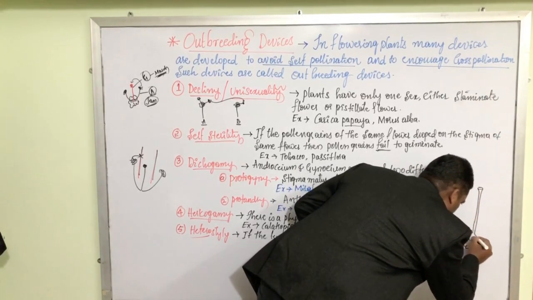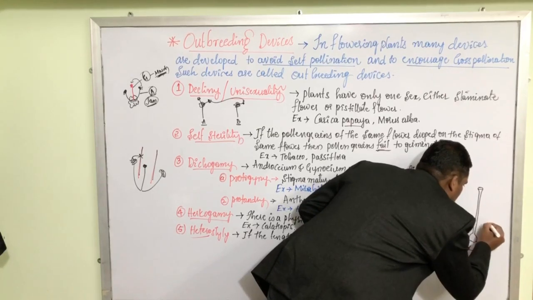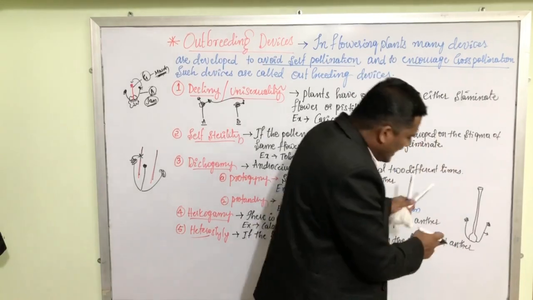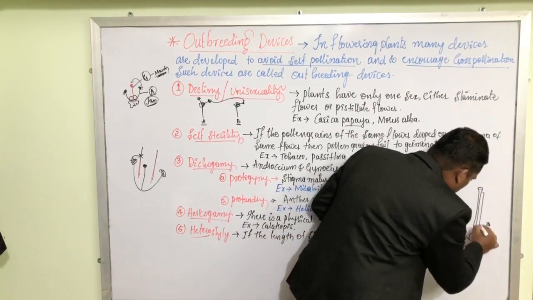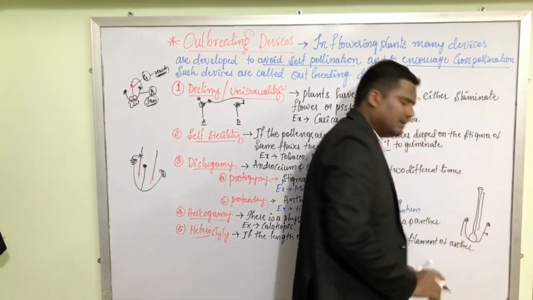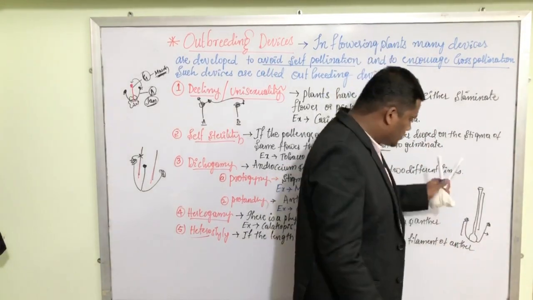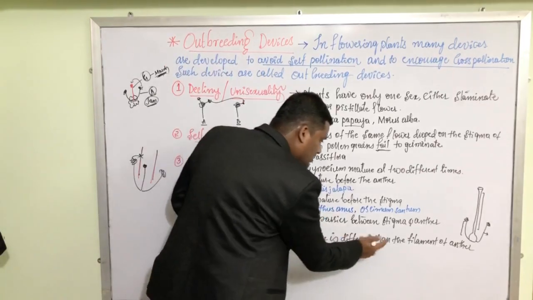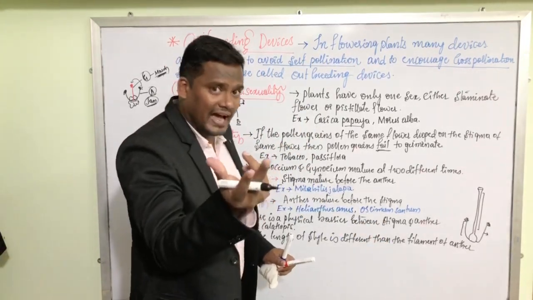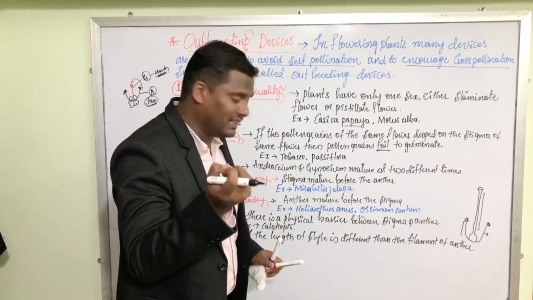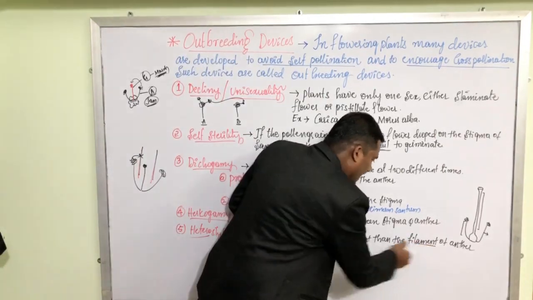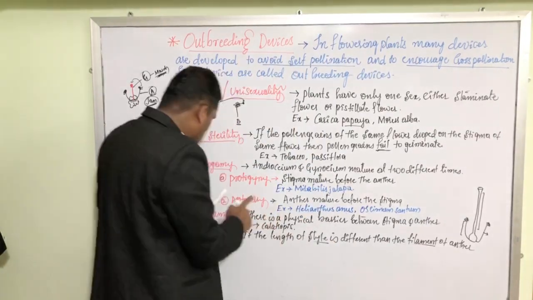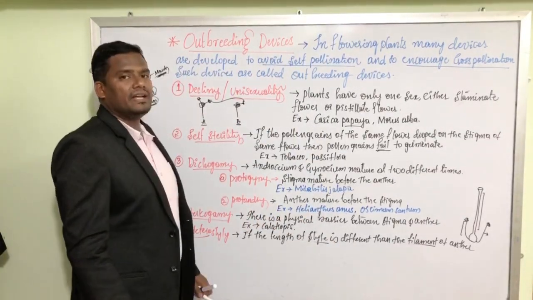And here we have the ovary, and this is the anther. This is the filament. Look at the length of the style and the length of the filament. They're different. Such condition is known as heterostyly. The length of the style is different from the length of the filament in the anther. Such device is known as heterostyly.